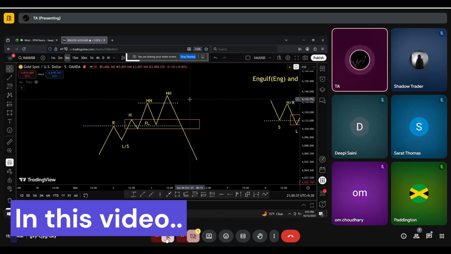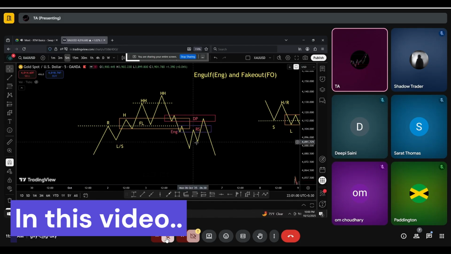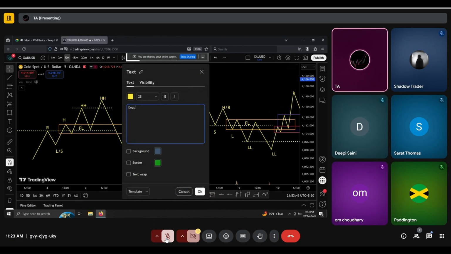Here we see engulf is happening at many places. Like first, this level is broken to a fake out, which means this was to trap the long position takers. Engulf and fake out: in short, we do not write them completely. We shorten them and write ENG, and for fake out we use FO as the symbol.